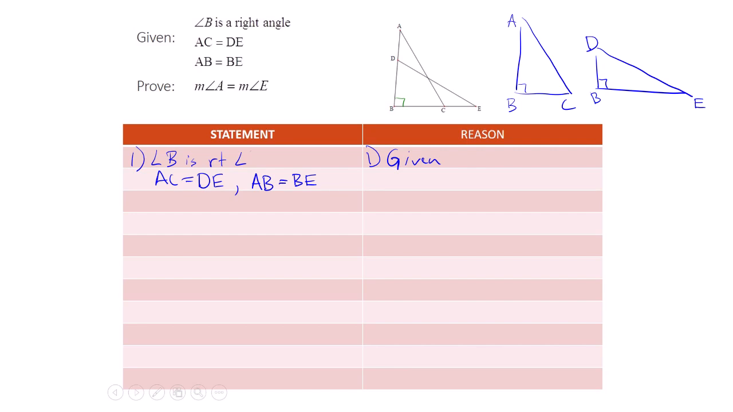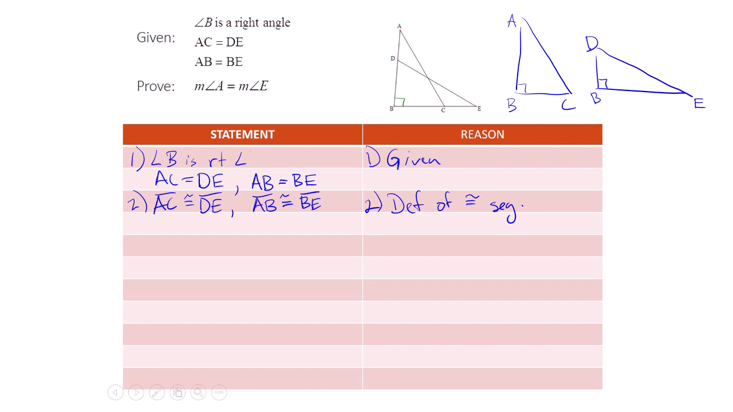So let me go from the equals to congruent, right? So segment AC must be congruent to segment DE, and segment AB must be congruent to segment BE. And that's because of the definition of congruent segments. Right? Definition of congruent segments says if their lengths are the same, then the segments must be congruent.